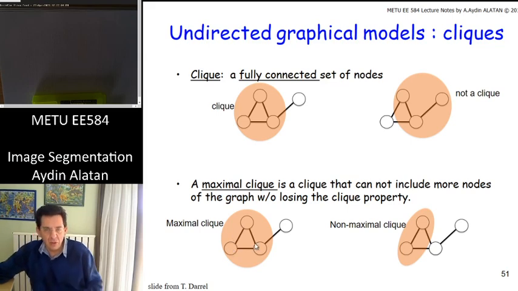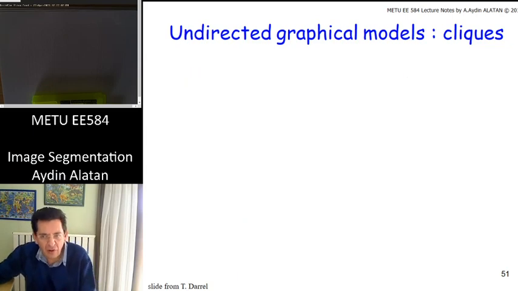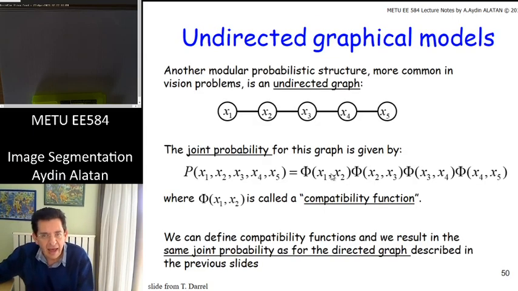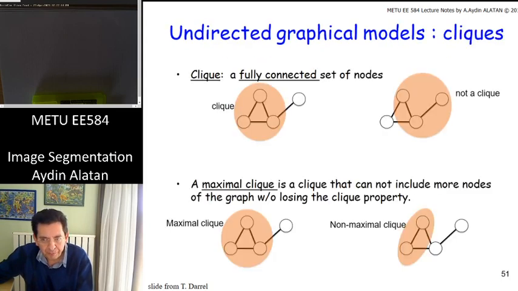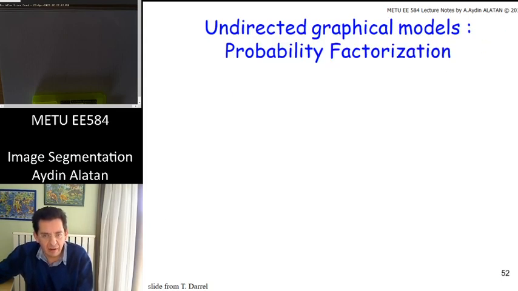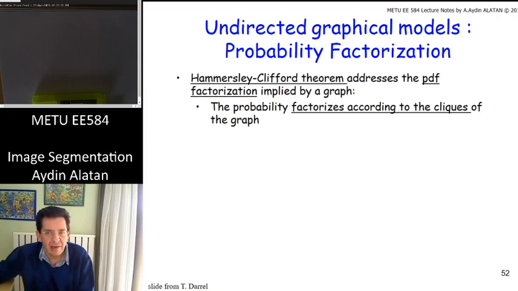What I'm going to use later, these kinds of cliques will be our pairs here. And in terms of these cliques, we will try to write the joint probability. This is the point where I have to make a factorization. Until now, I did a factorization for directed graphs with conditional PDFs, and for undirected graphs in terms of the compatibility functions.